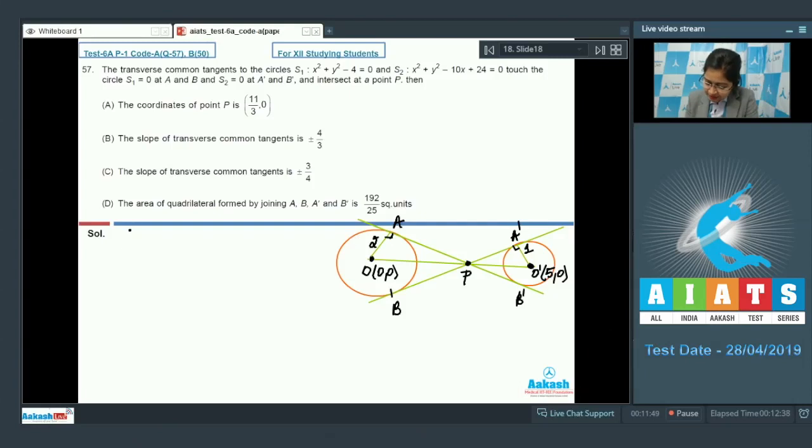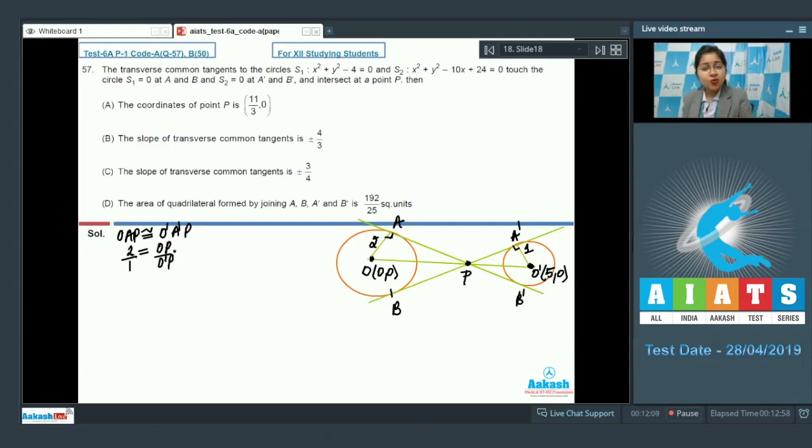Here it can be seen that triangle OAP is similar to triangle O dash A dash P. So we will say that OA upon O dash A dash, that is 2 by 1, is equal to OP upon O dash P.